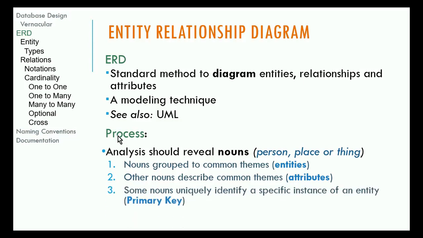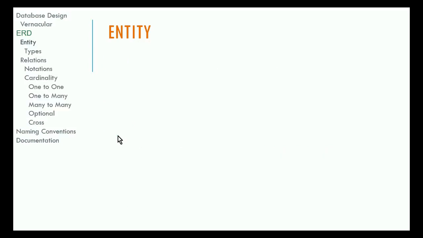Some of the nouns will uniquely identify a specific instance of an entity. In some cases, it may be a collection of nouns that describe something, and in some cases, a single noun may describe an entire record. In most cases, you want to try to find something that's going to primarily identify or uniquely identify any single instance of an entity. And we'll call that a primary key. We probably talked about primary keys and what they are in other videos, and I'll touch on that a little bit again in this video.